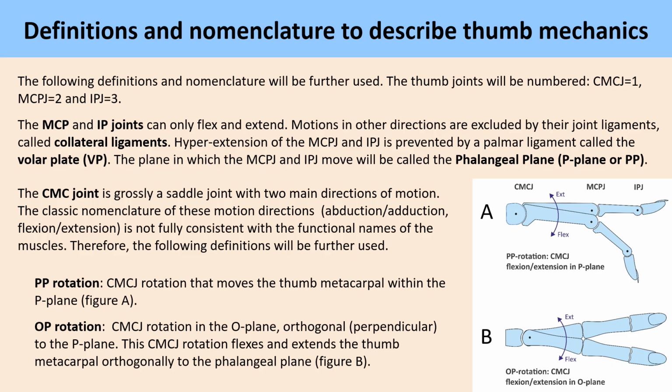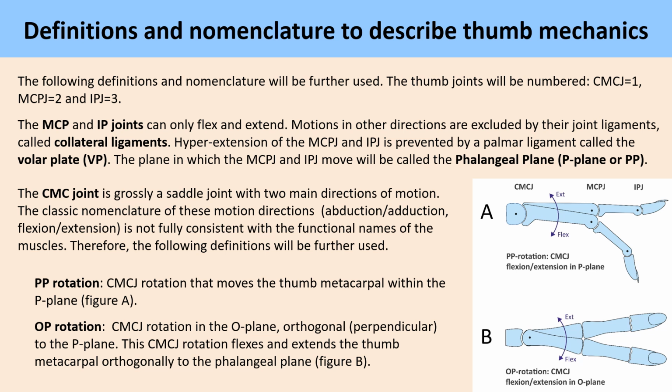The following definitions and nomenclature will be further used. The thumb joints will be numbered CMC joint 1 through IP joint 3. The MCP and IP joints can only flex and extend. Motions in other directions are excluded by their joint ligaments, called collateral ligaments. Hyperextension of the MCP and IP joints is prevented by a parallel ligament called the volar plate. The plane in which the MCP and IP joints move will be called the phalangeal plane, P-plane or PP.